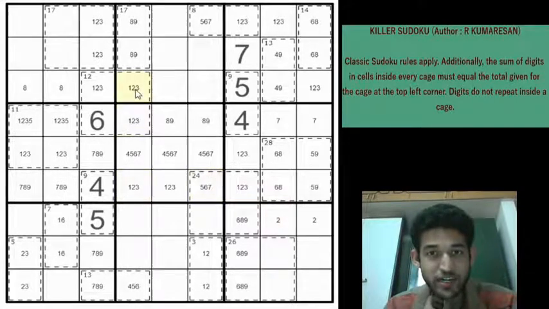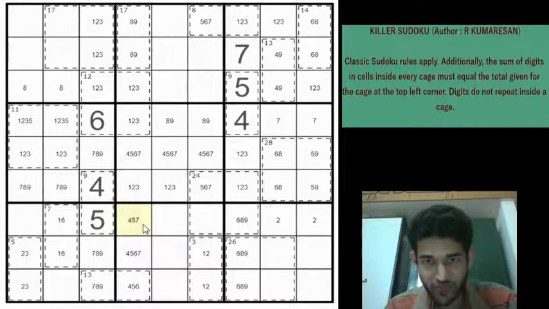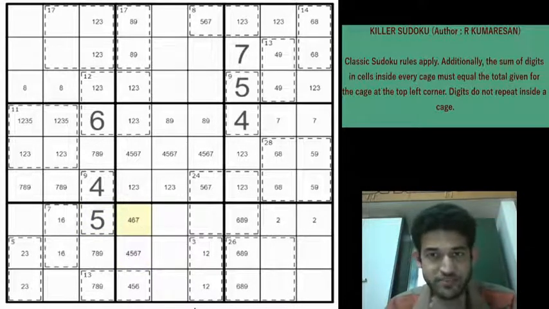We have a 1, 2, 3 triplet along column 4 as well. 1, 2, 3, 8 and 9 have been marked. So remaining digits are 4, 5, 6 and 7. So 5 is here, so this can't be a 5. So this will be a 4, 6 or 7.